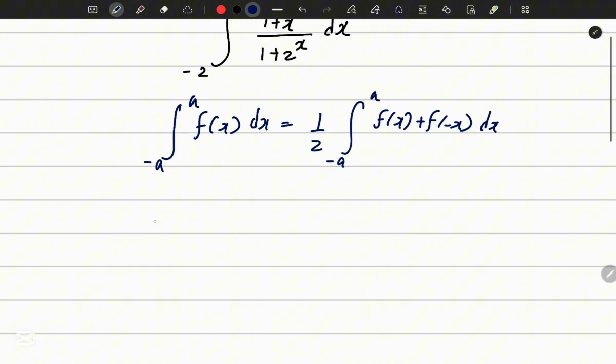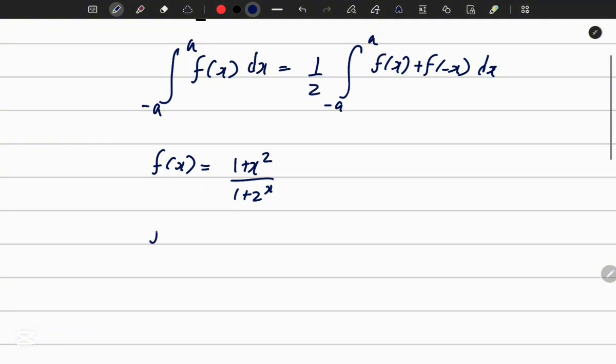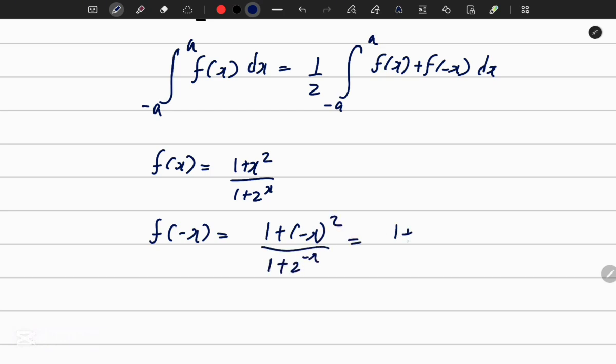For that I need to find what is f(x). So I'm going to take f(x) as (1 + x²)/(1 + 2^x). So let's find out what is f(-x), which is (1 + (-x)²)/(1 + 2^(-x)), which is (1 + x²)/(1 + 1/2^x), which equals (1 + x²) times 2^x over (2^x + 1), which is (1 + 2^x).